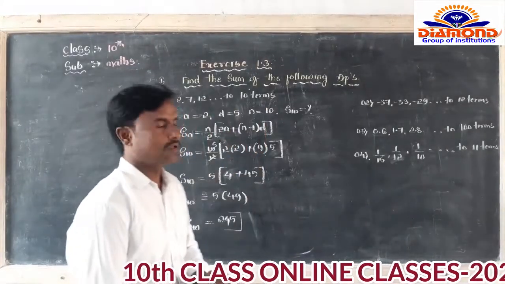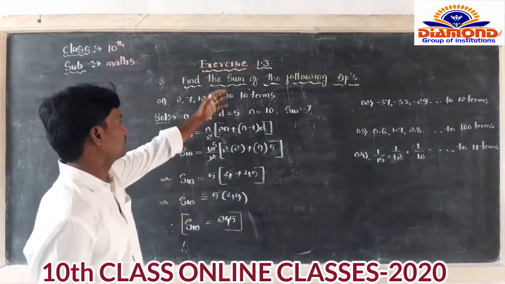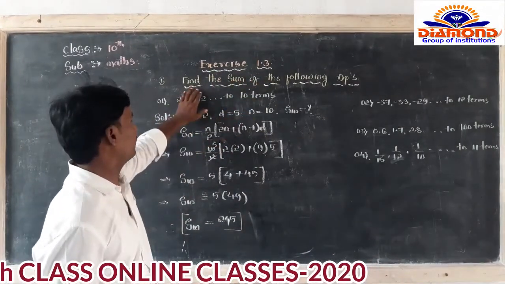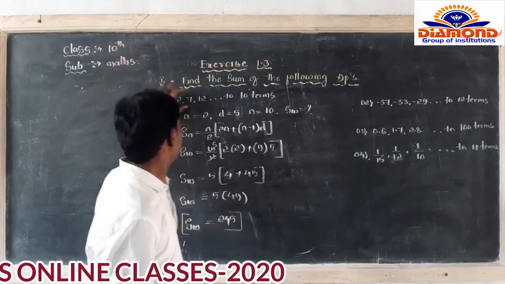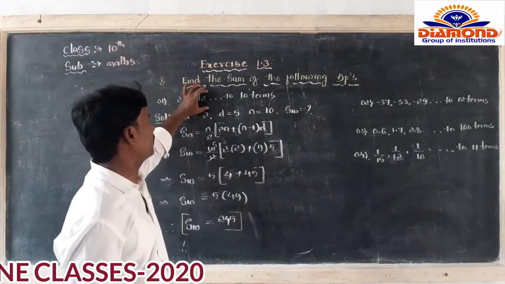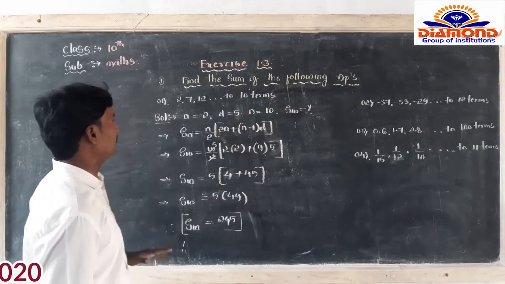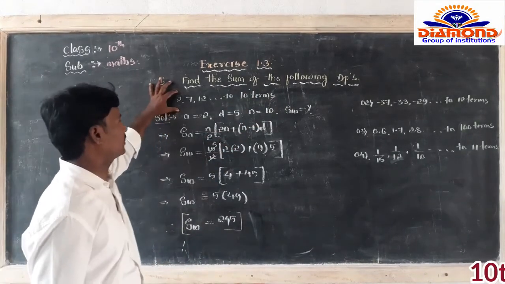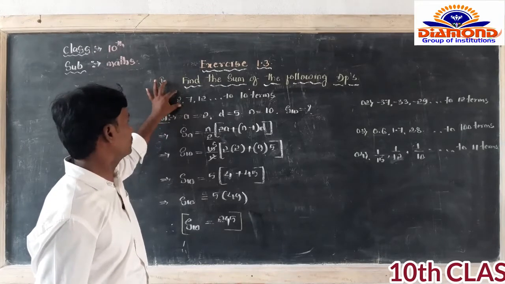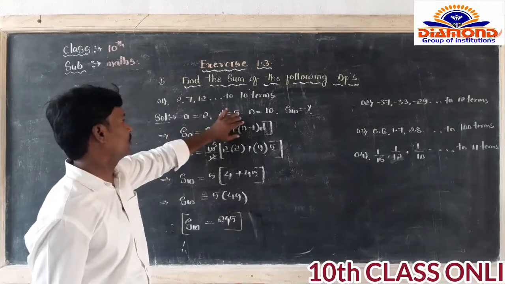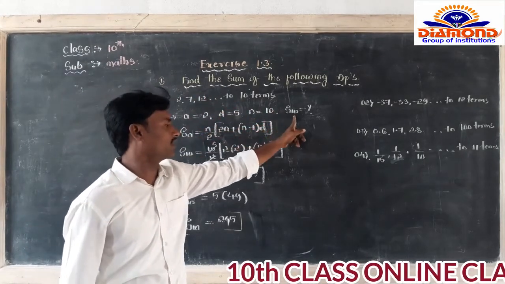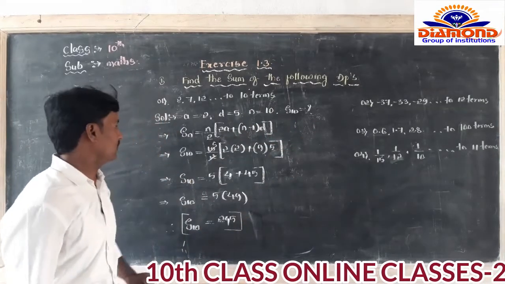Yes, dear students, welcome to exercise number 1.3, find the sum of the following APs. So the first question is 2, 7, 12, and so on to 10 terms. Up to 10 terms we are finding. Here first we take the a. First term is 2, common difference is 7 minus 2 is equal to 5 and n is equal to 10, S10 is equal to question mark, dear students.